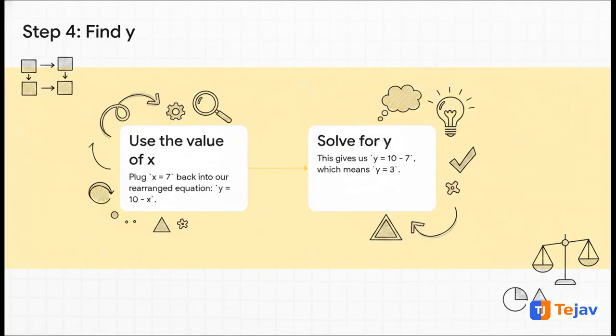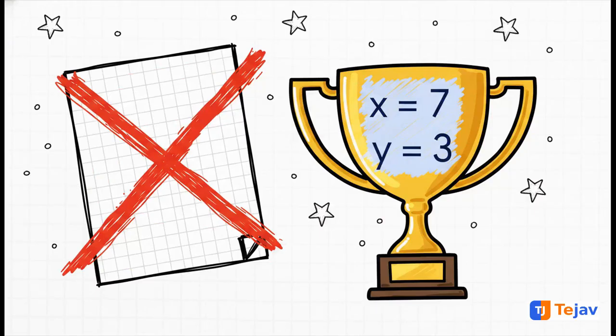We know x is 7, so now we just have to find y. And the easiest way to do that is to go back to that handy little equation we made in step 1, remember? The y equals 10 minus x one. We just plug our 7 in for x, so y equals 10 minus 7, which of course means y has to be 3. And there you go, solved. We found the one and only solution. X equals 7, y equals 3. And the best part? We did it all without a single piece of graph paper. Pretty cool, right?